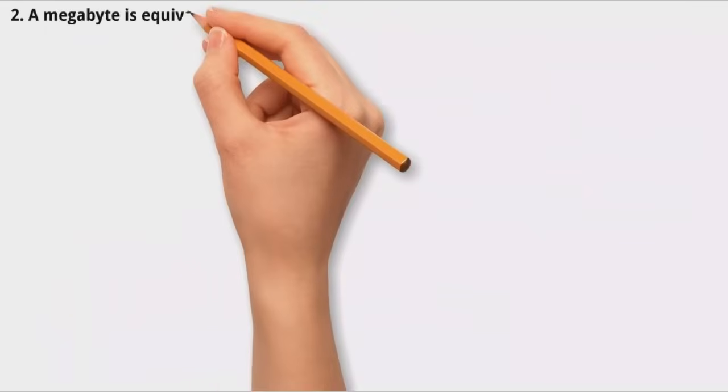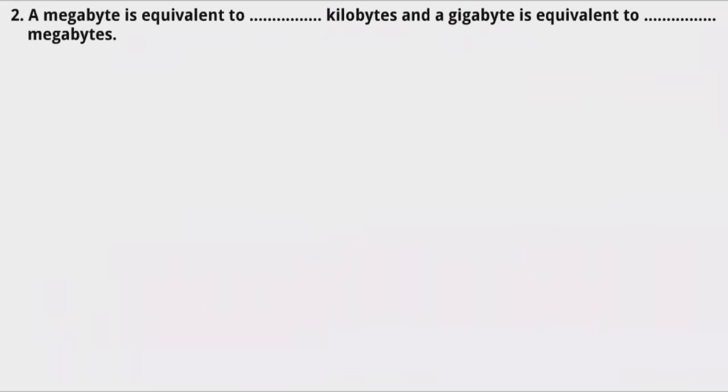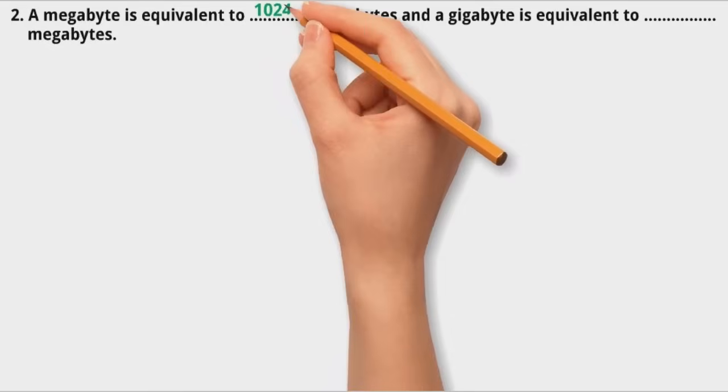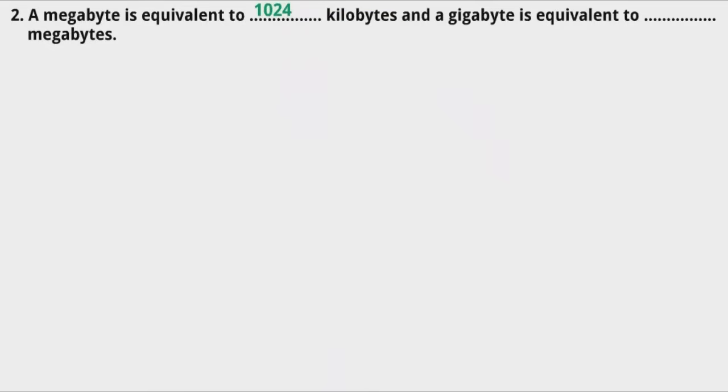Now let's go to question 2. A megabyte is equivalent to dash kilobytes and a gigabyte is equivalent to dash megabytes. A megabyte is equivalent to 1024 kilobytes and a gigabyte is equivalent to 1024 megabytes.